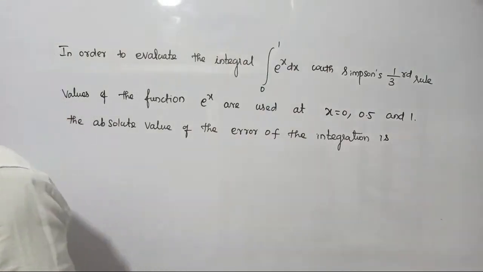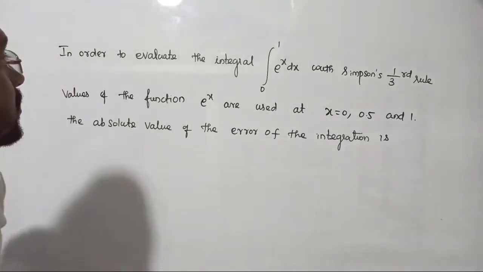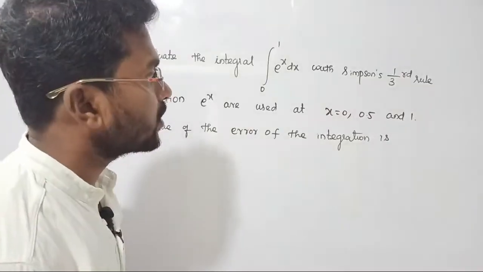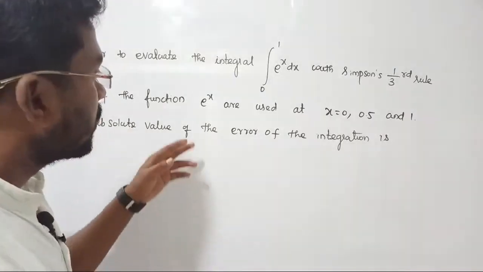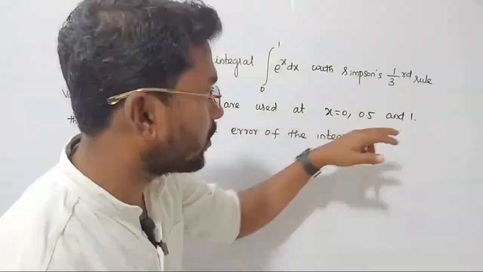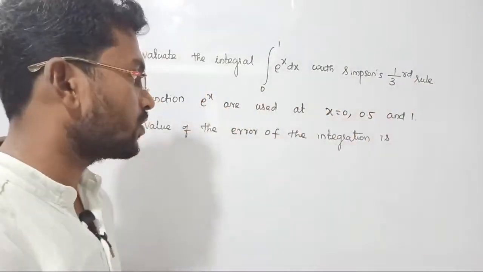Fine. See, how do I bring the answer for this question? What question have they given? In order to evaluate the integral from 0 to 1 e power x dx with the Simpson 1/3 rule, the values of the function e power x, of course they have given some standard values. Actually they are talking about what? That is the data, in order to form the tabular column, right? So these data have been given to form the tabular column, right?